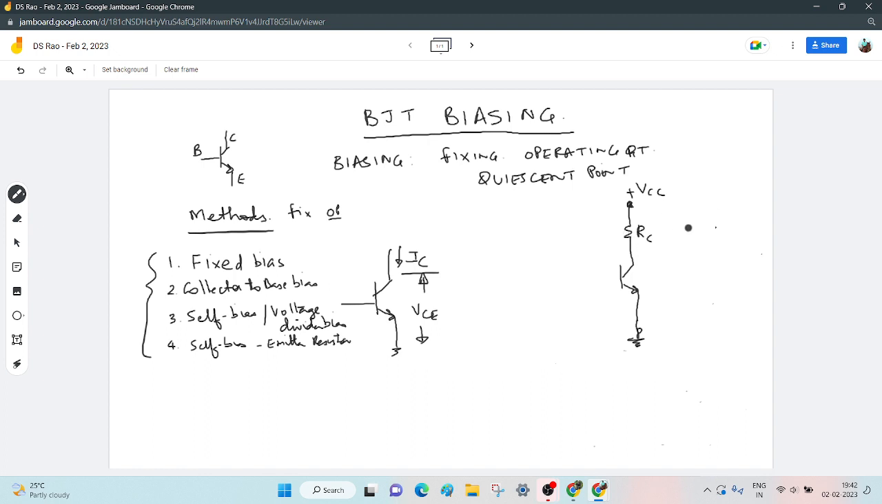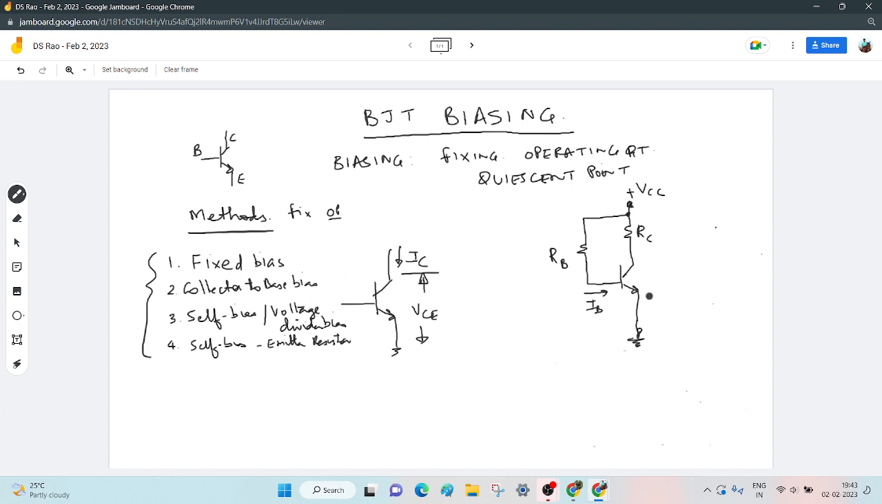Then the base, this is the base. Base must get some current, no? We must supply base current. How do we supply base current? We connect again to the supply through a resistor which is in the base, and we will call this RB. By connecting the resistor, we get the base current. Yes, this is how we are connecting.